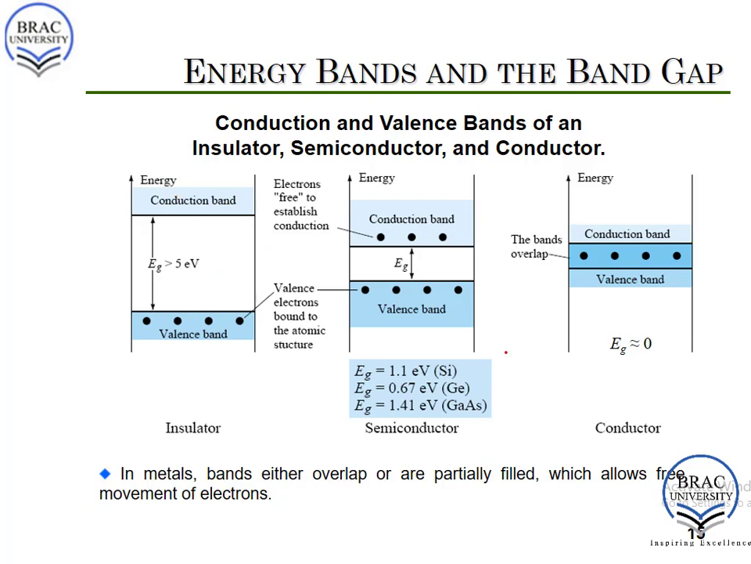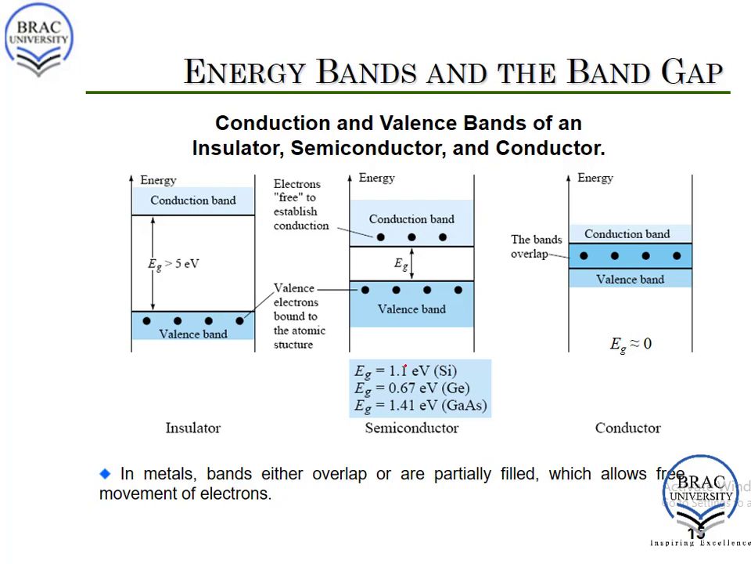Now let's consider the case of conductors. In the case of conductors, the band gap is actually 0 because the conduction band and valence band are overlapping. That means we do not require any extra energy to move electrons from the valence band to the conduction band. That's why conductors are capable of conducting current at normal room temperature. So that explains why we call them conductors.